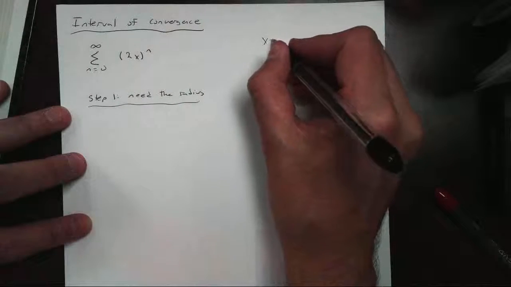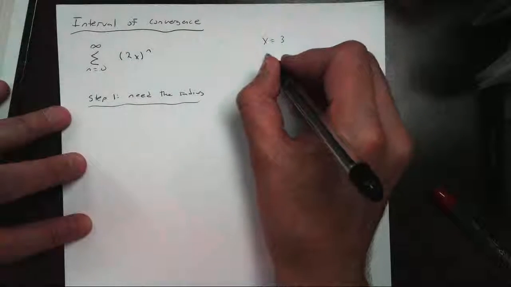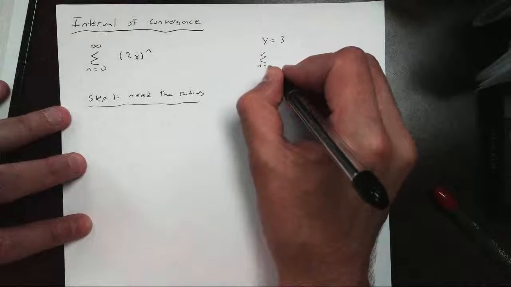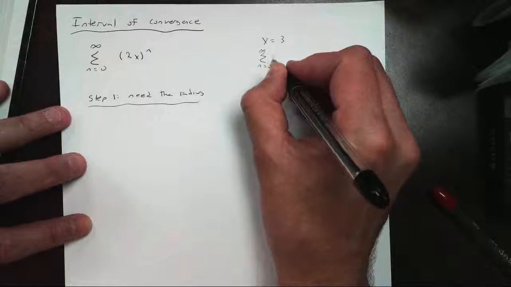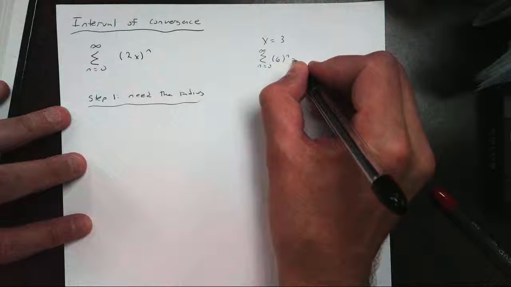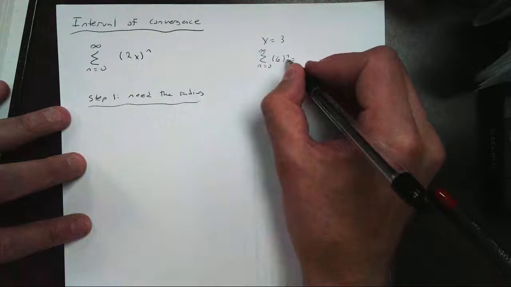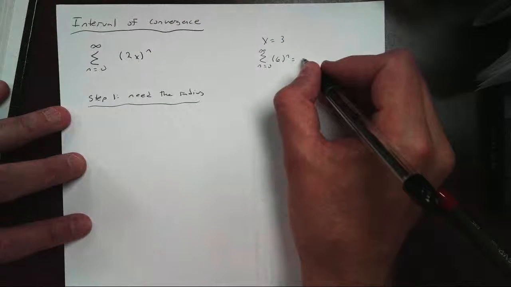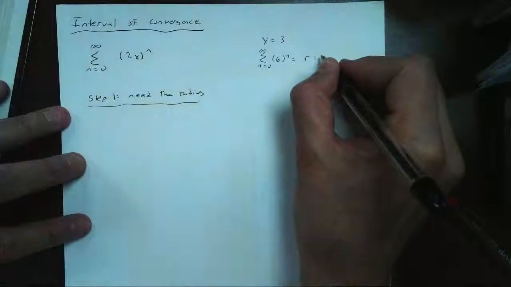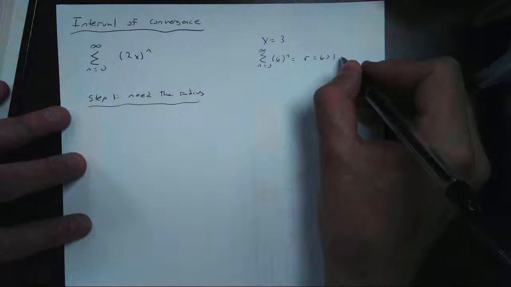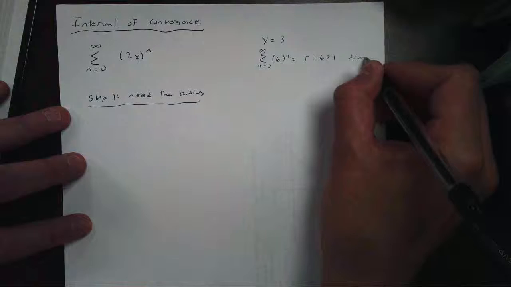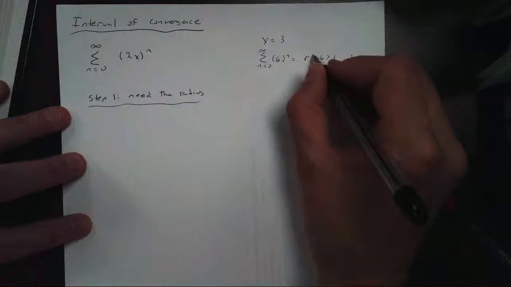Now we could randomly guess. For example, let's say x equals 3. Well, if I plug that in from n equals 0 to infinity, we would get 6 to the n. And if you look, this is a geometric series, but r is 6, which is greater than 1. Therefore, this series diverges. We don't want divergent, we want it to converge.